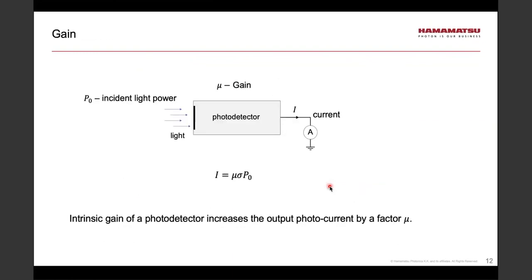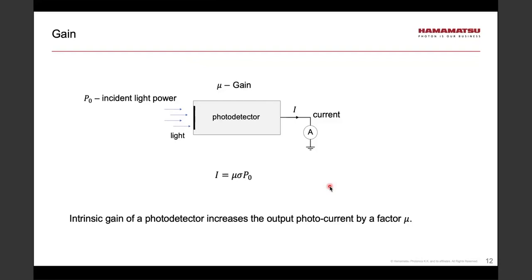Let's look at the very important property of a photodetector, which is gain. At this point, let me state that three of our four photodetectors have gain, intrinsic gain. First, the PMT, which can have a gain of a million or so. The silicon photomultiplier is another photodetector with intrinsic gain, where gain can be comparable to that of a PMT. And then the avalanche photodiode, which also has gain, but typically much smaller than those of the SiPM and PMT, on the order of about 100 or so. The photodiode does not have gain.